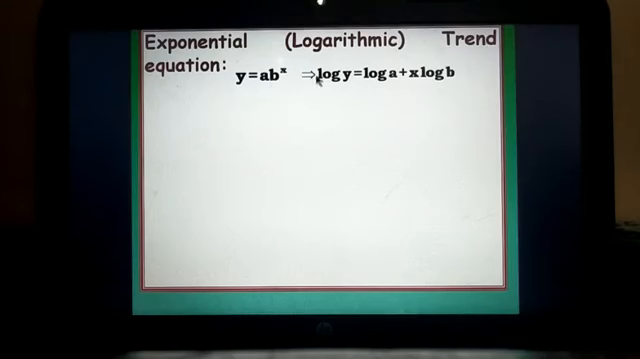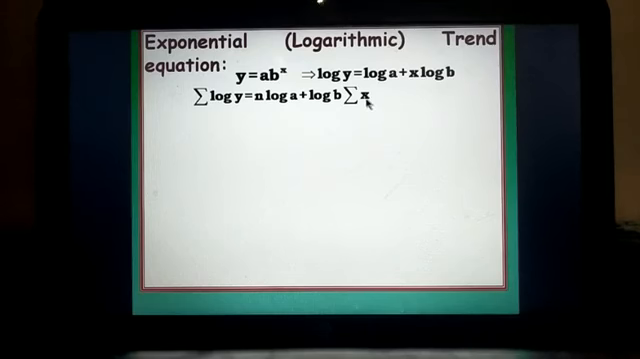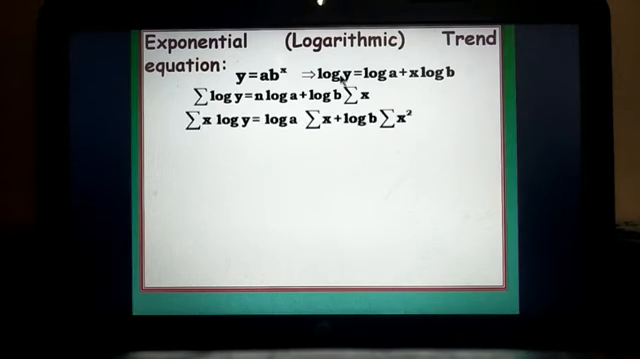By applying summation to this, what you will get? Summation of log y is equal to, log a is a constant, so that n log a when you take sum, and plus log b is a constant, x you will be applying summation, so that it will be summation of x. And then what happens? Summation of x, when you apply to this particular equation, it will become sum of x log y is equal to log a. Summation of x is being applied. Log a is a constant, keep it outside, plus in between, log b is constant, and summation of x is being applied, and one x is already there, so that it will become summation of x square.